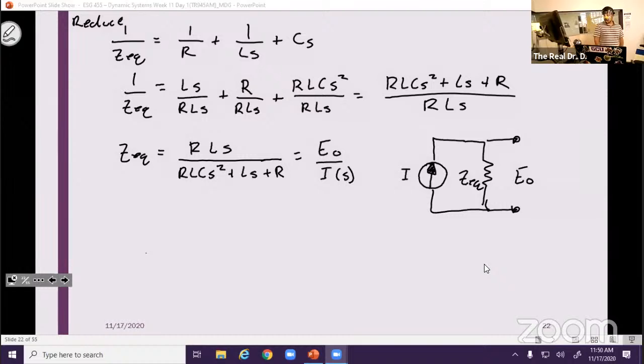Okay. So then we do algebra. We've got RLCS squared plus LS plus R. That looks an awful lot like a second order characteristic equation. All of that is divided by RLS. But that's 1 over ZEQ, so I have to flip it. So ZEQ is equal to RLS over RLCS squared plus LS plus R, which is equal to E out over I of S, exactly what we're looking for. We're done. Problem done. We can redraw our circuit. Looks like this.